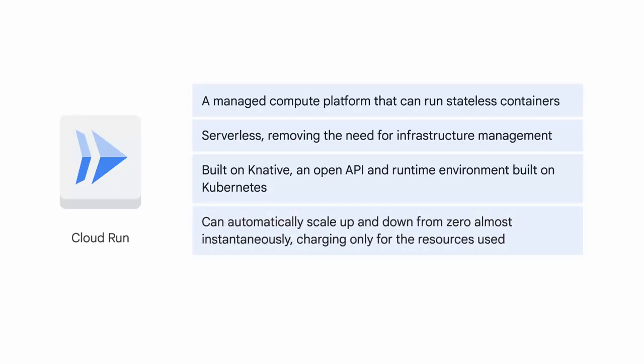Cloud Run is fast. It can automatically scale up and down from zero almost instantaneously, and it charges only for the resources used, calculated down to the nearest 100 milliseconds, so you'll never pay for over-provisioned resources.